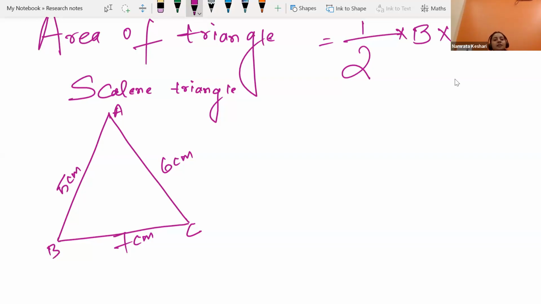We are coming to the height. But before that, let me explain one more thing: what is height? From A, if we drop a perpendicular, or if we drop an altitude, we also call it perpendicular, that is called height. So AD is the height over here. And then what is the base? BC is the base.